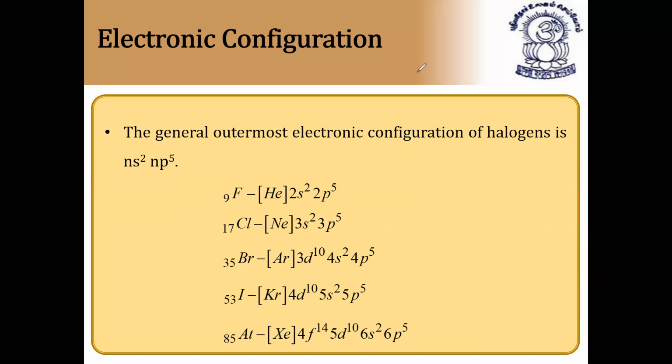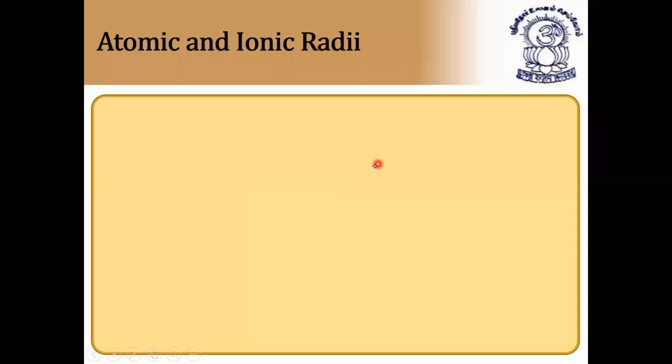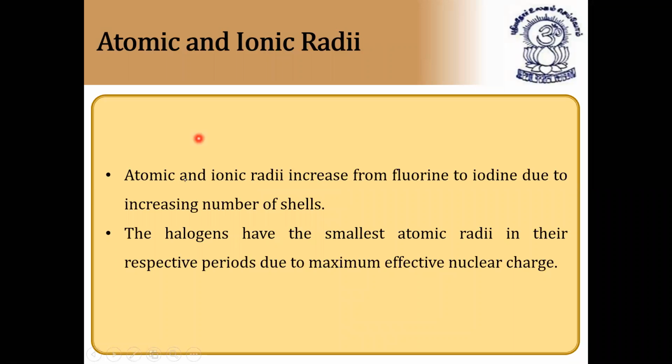Next, atomic and ionic radius. The atomic and ionic radii increase from fluorine to iodine due to the increasing number of shells. As the atomic number increases, the atomic radius and ionic radius also increase. These halogens have the smallest atomic radii in their respective periods due to maximum effective nuclear charge, because of the poor shielding effect.